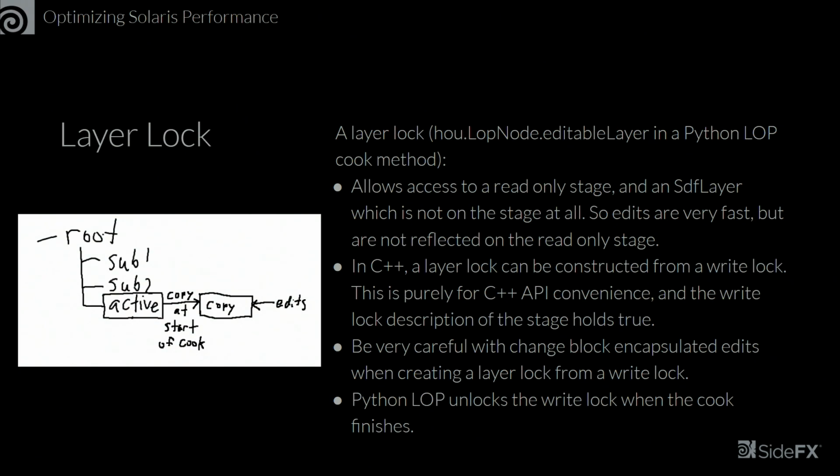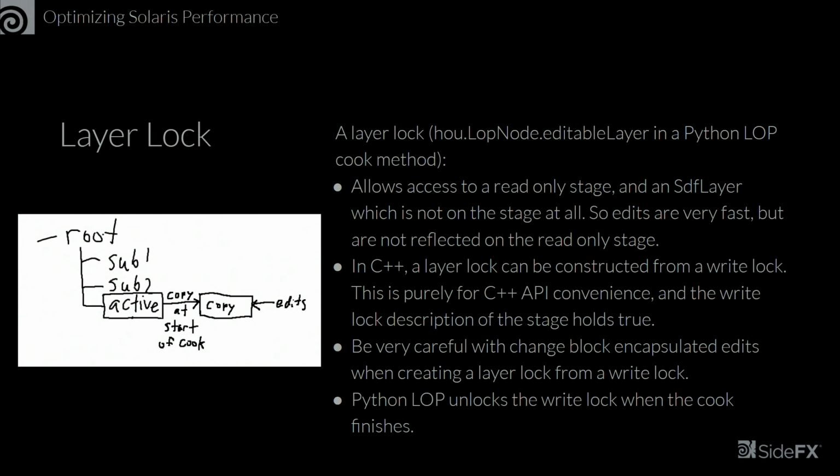A layer lock, which is what happens when you call lop node.editable layer in a Python lop, does something quite different. Again, I've drawn the thing upside down. I apologize for that. When you get the layer lock, what happens is we take the active layer and we copy it into the XUSD data first. And then the editable layer that you get back is that copy. So it's not on the stage at all. So you can do whatever you want to that layer, and it will be instantaneously fast.